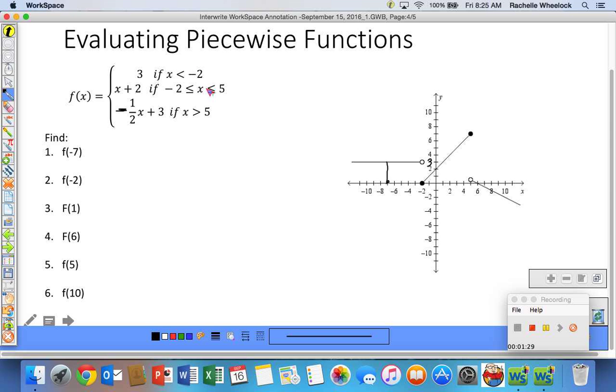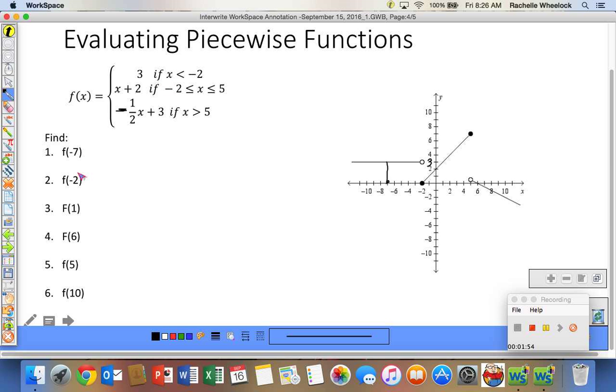Is -7 greater than 5? No. Is -7 between -2 and 5? No. Is -7 less than -2? Yes. So because -7 is less than -2, the f of x is equal to 3. I don't have to plug in anything because I have no x value in this equation. It's just all of the y values will be equal to 3.